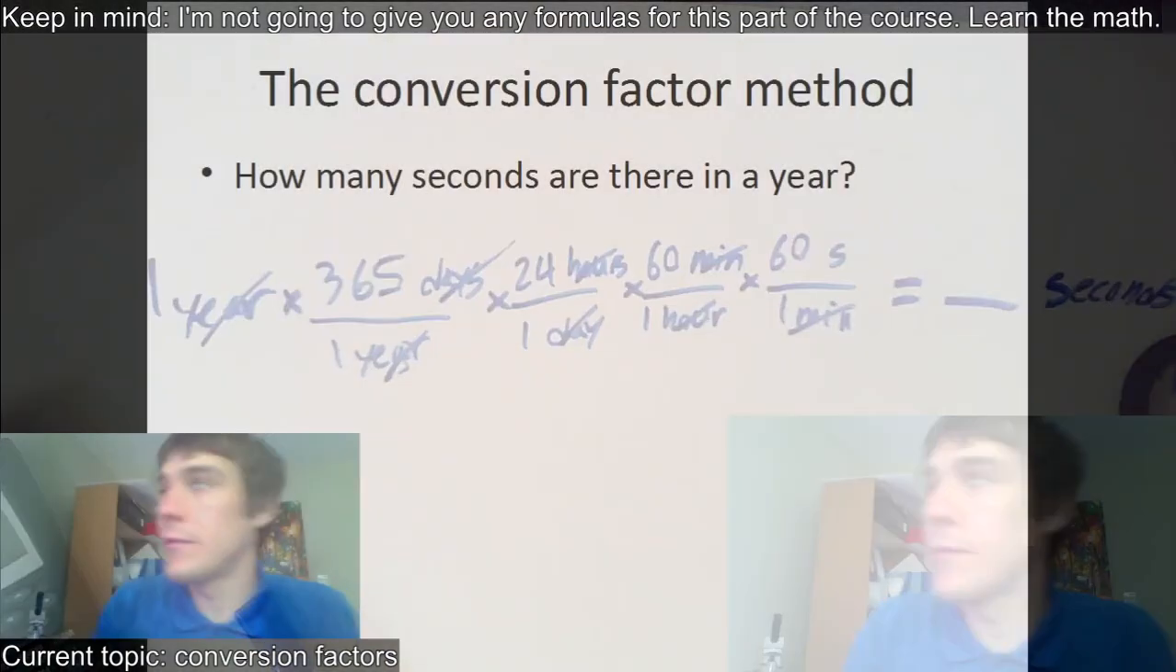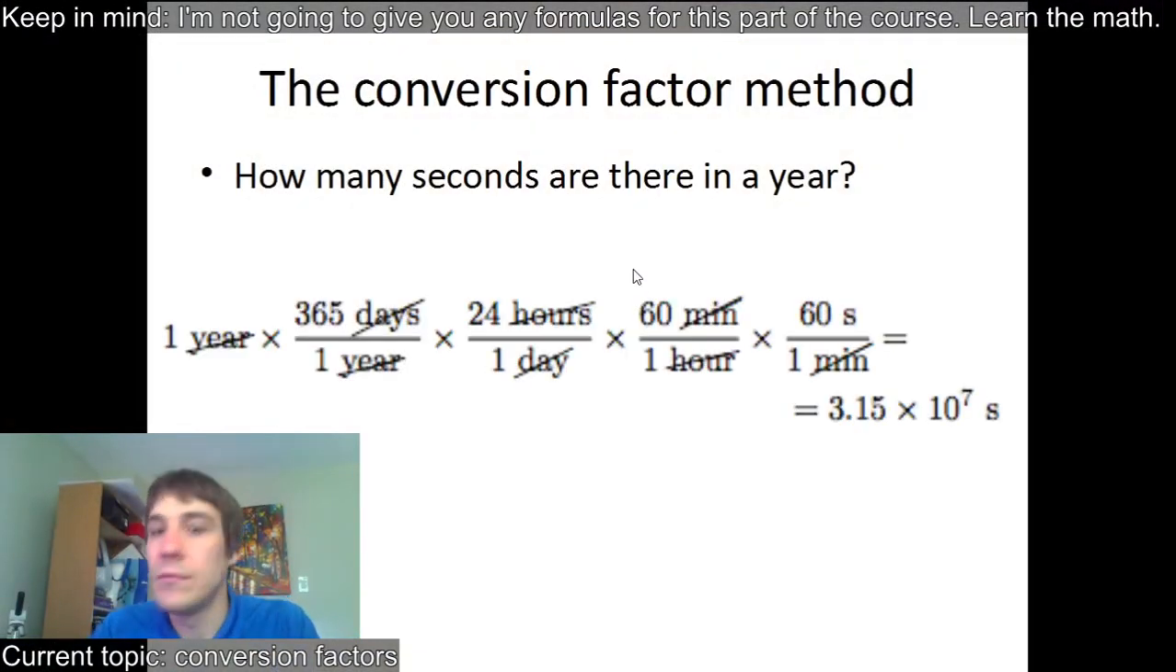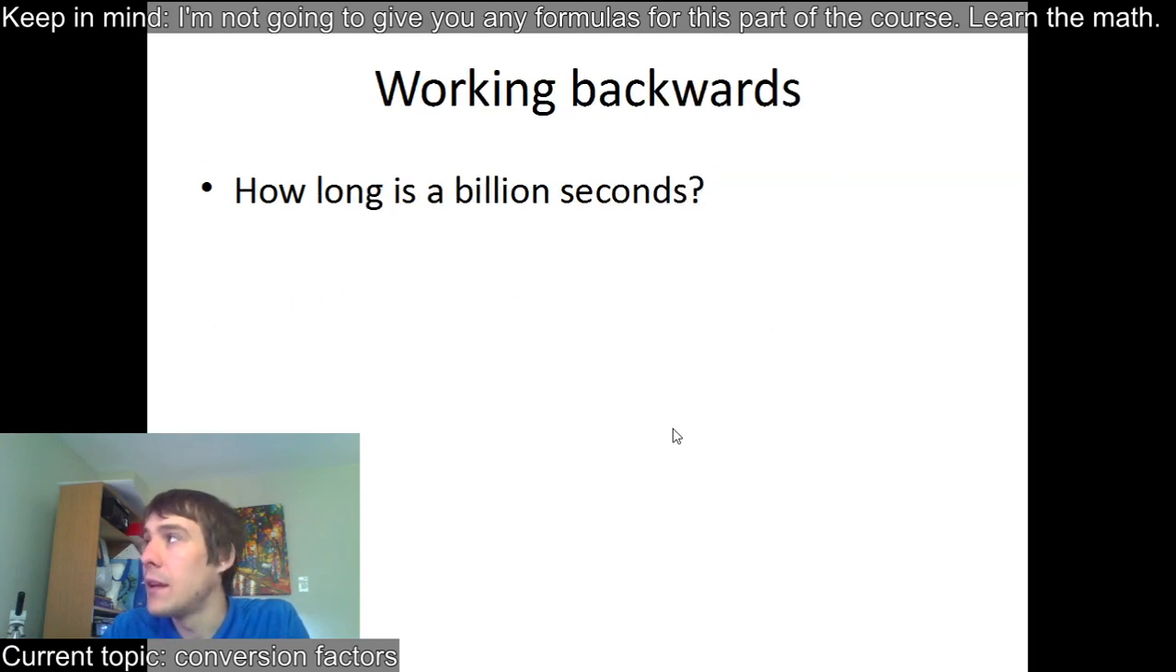And there's the thing. It's about 31 million seconds. 31.5 million seconds. Let's work backwards. How long is a billion seconds?